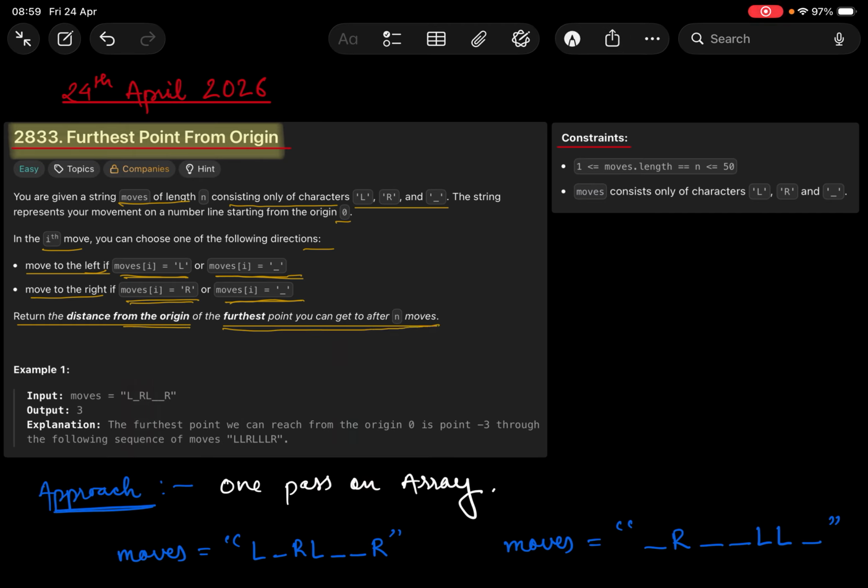Okay. So if we see, the constraint is also very low. There is nothing going to impact what I'm thinking. And moves consists of only these three characters. Okay, there is nothing else.